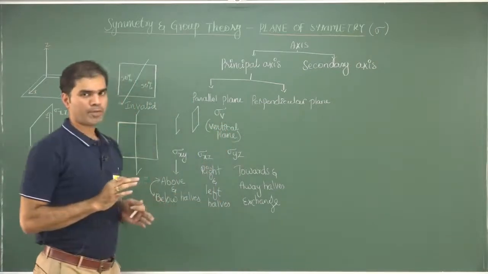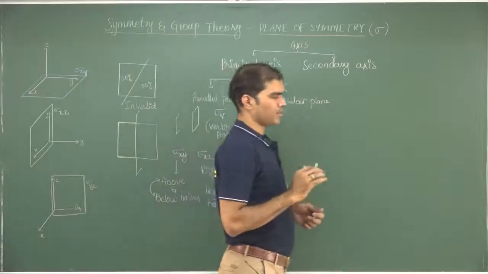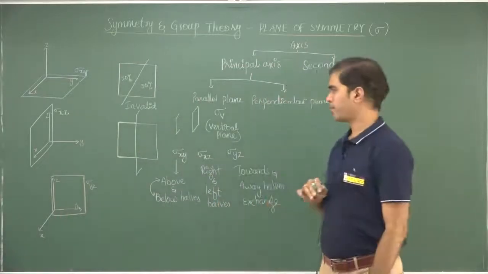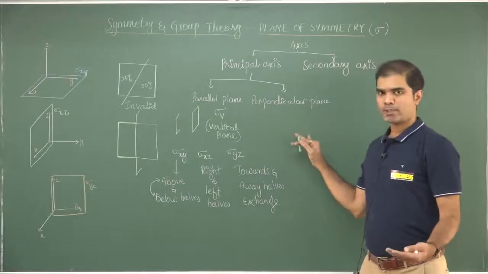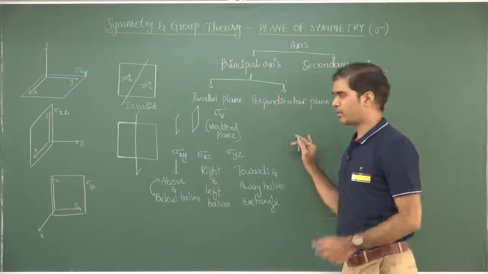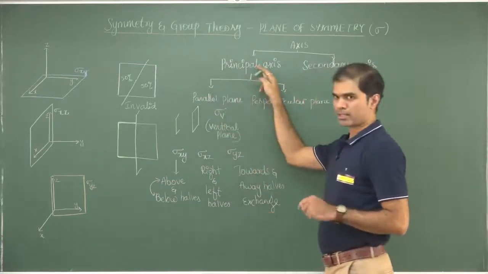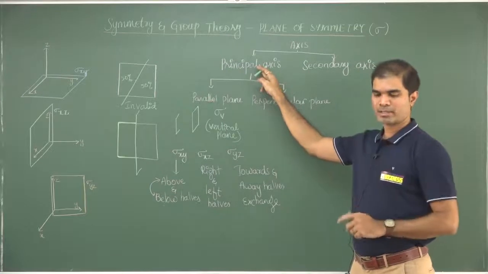Planes are classified into three types, which I have covered in another video. You can just watch it. In the symmetry video, part 3, I have defined it. Altogether there are three different planes. One is called a vertical plane, the second a horizontal plane, and the third a dihedral plane. A vertical plane is that plane which is parallel to the principal axis or which is along the principal axis.